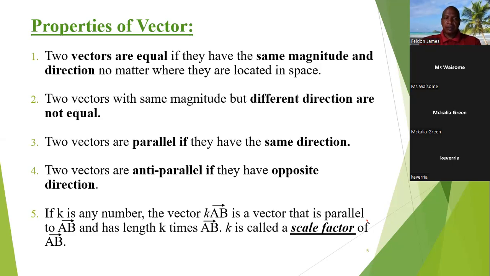Now, property 3: two vectors are parallel if they have the same direction. If two vectors are parallel, it doesn't mean that they are equal, because they can have the same direction but different length. So when we say two vectors are parallel, we don't mean equal vectors. We just mean that the two vectors have the same direction.